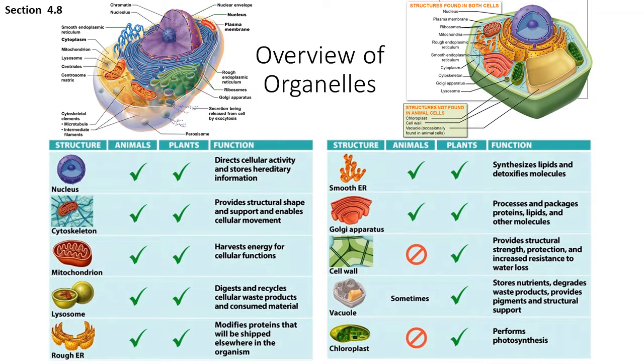An overview of the organelles. So a nucleus is present in both animal and plant cells, and it directs cellular activity and stores hereditary information. The cytoskeleton, which is present in both types of cells, provides structural shape and support and enables cellular movement. The mitochondria harvest energy for cellular functions, and they're present in both types of cells. Lysosomes, present in both types of cells, digest and recycle cellular waste products and consume material.